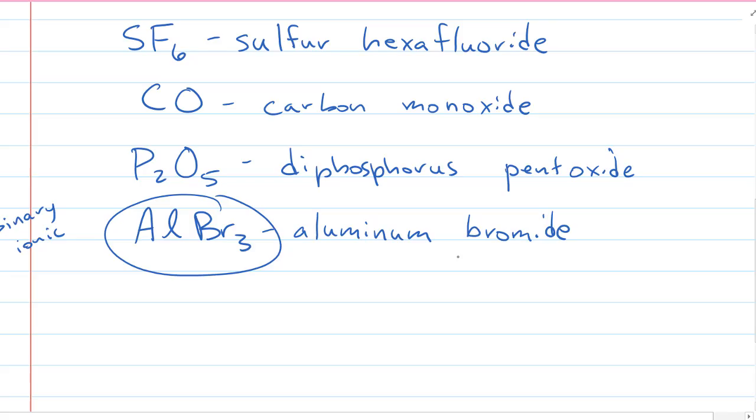The reason why there were 3 bromines in the case of this one is because the charge on aluminum was 3+. But when we're dealing with molecular compounds, we don't have ions present, so we don't worry about any charges in the formulas.